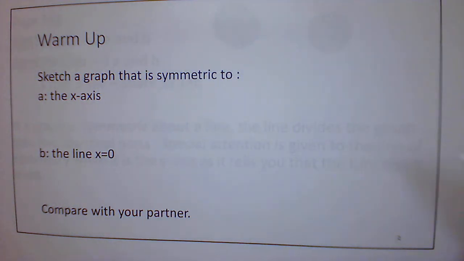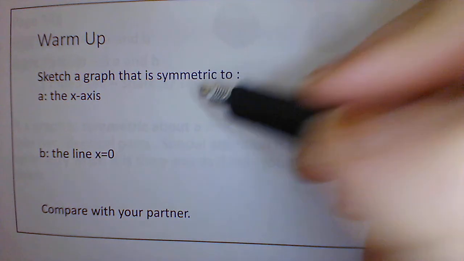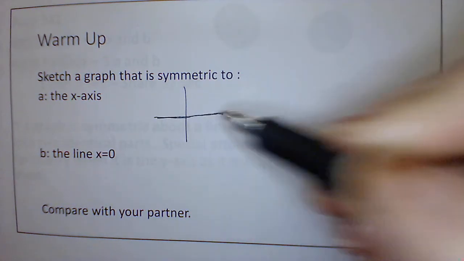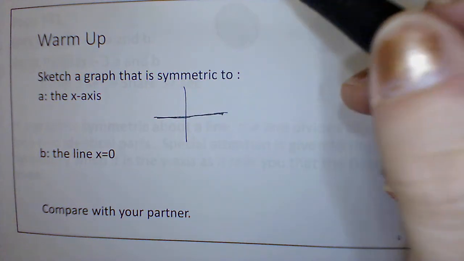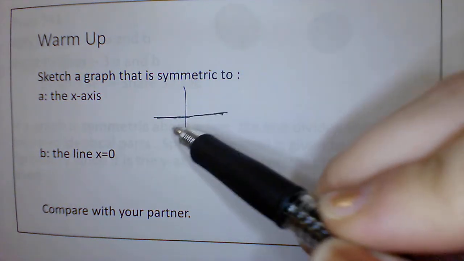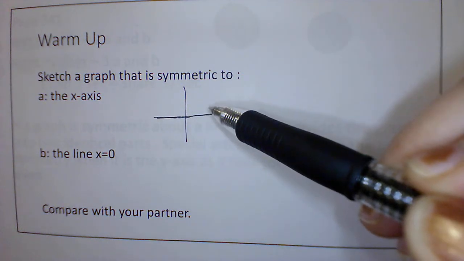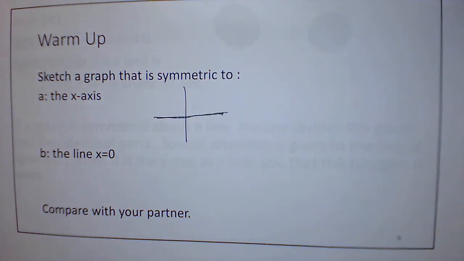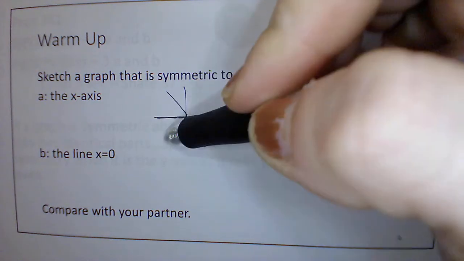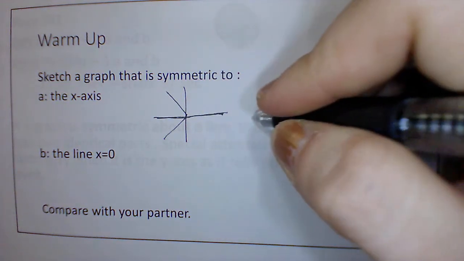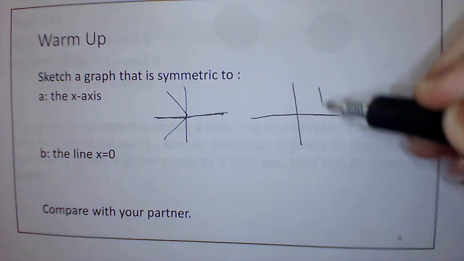Alright, so my example of a graph that is symmetric to the x-axis, well, this one here is the x-axis, so if it's symmetric to that, I guess if we folded that over the x-axis, they would line up with each other. That'll work. Also symmetric to the x-axis would be anything like this.